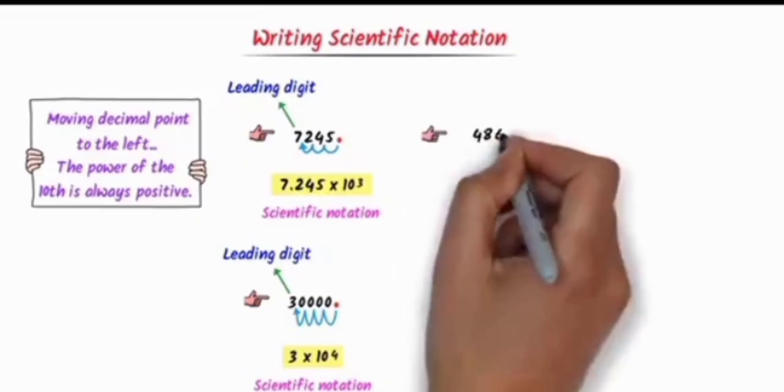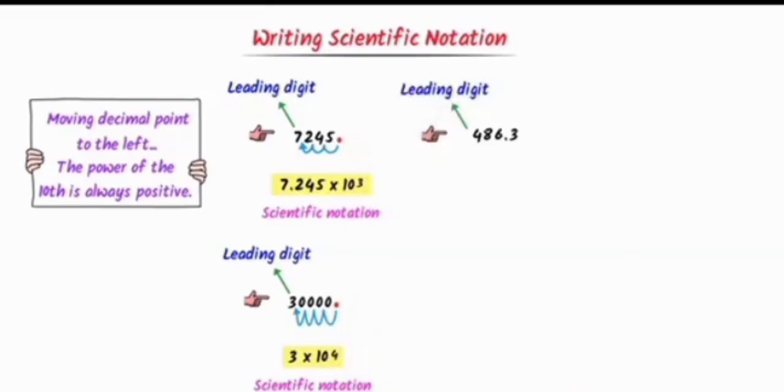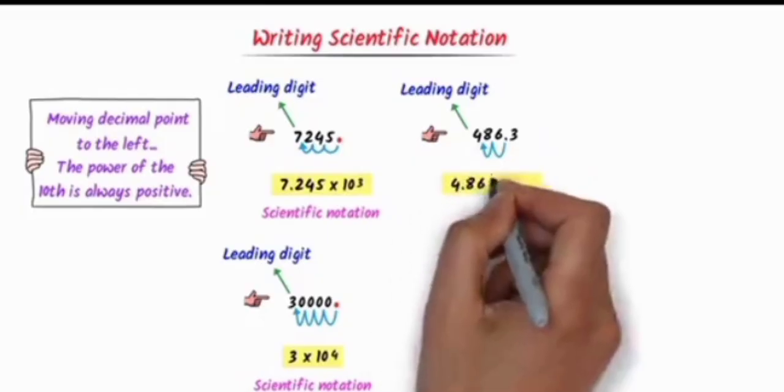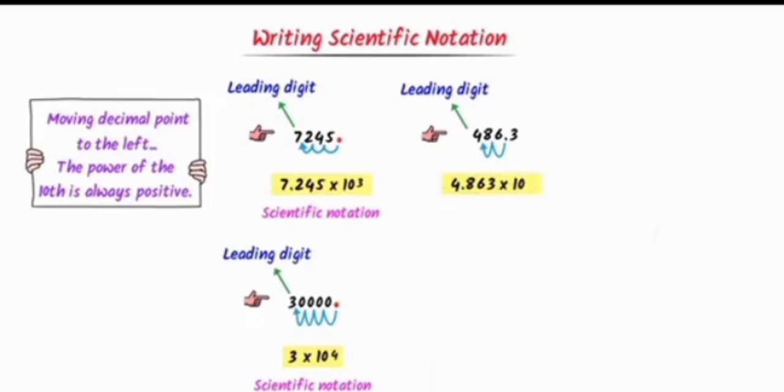Thirdly, consider this number. Here the decimal point is already present. I move it to the left. 1 and 2. I put it after the leading digit. I write 4.2, then the remaining digits, into 10. I have moved the decimal point 2 times to the left. I write 2 as an exponent. I get 4.2 and the remaining digits into 10 raised to the power 2. This is called scientific notation.